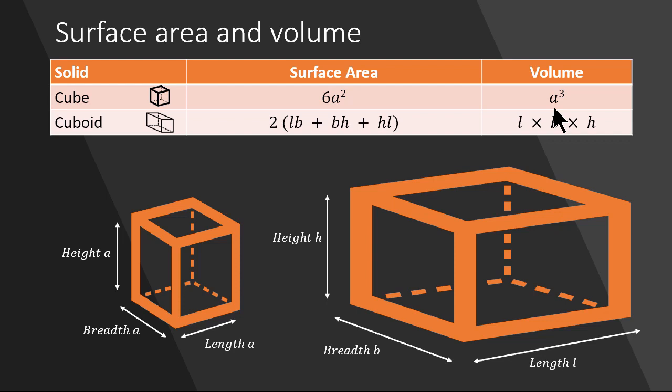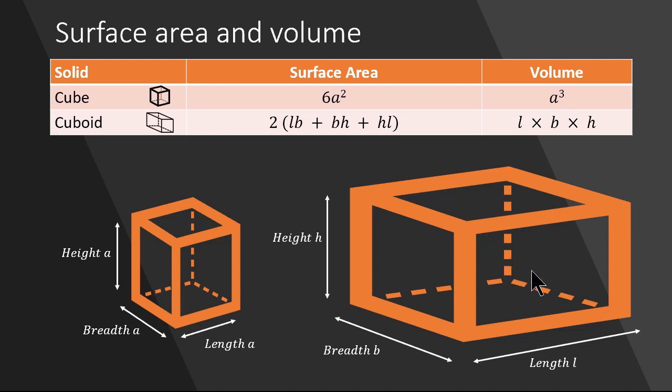What about cuboid? The cuboid volume is similarly easy to remember. It is length multiplied by breadth multiplied by height. Whereas for the surface area, we have to add the area of each of the faces, and it will be equal to 2 times length multiplied by breadth plus breadth multiplied by height plus height multiplied by length.